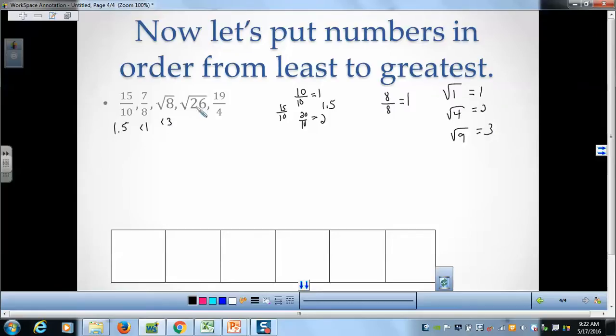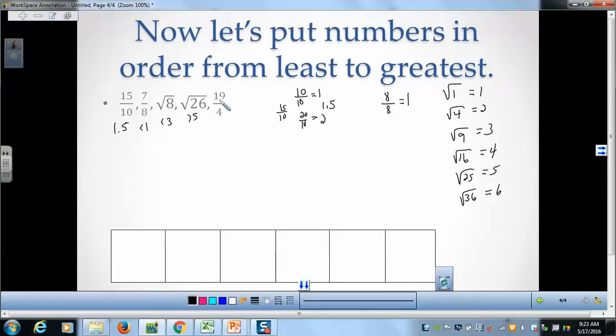Now we have the square root of 26. So let's keep going here. The square root of 16 would be 4. The square root of 25 would be 5. And then my next perfect square would be 6. Well, 26 is between 25 and 36. It's just past 25. So the square root of 26 is going to be just past 5. So this is a little bit greater than 5.